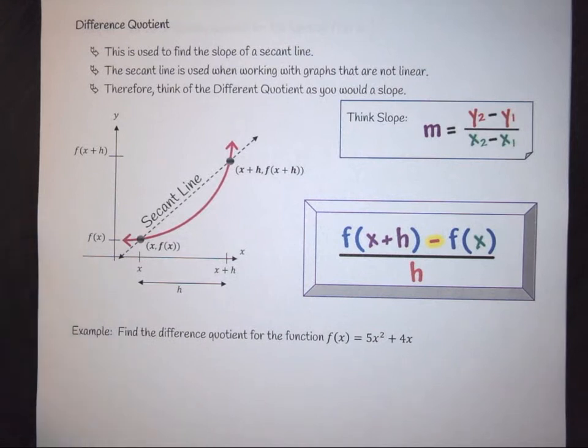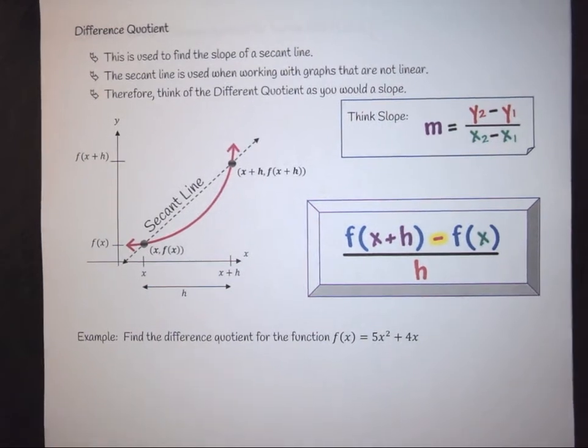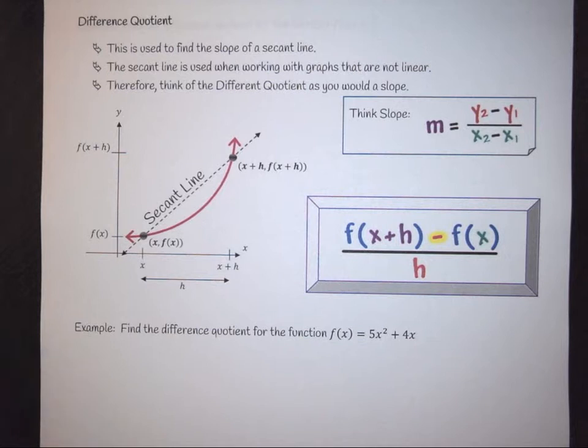Okay, difference quotient. The difference quotient is a concept that is heavily used in calculus. However, we talk about it here because we use the difference quotient in order to find the slope of a curved line. It's called the slope of a secant line. A secant line is a line that is used when your graph is not quite linear.